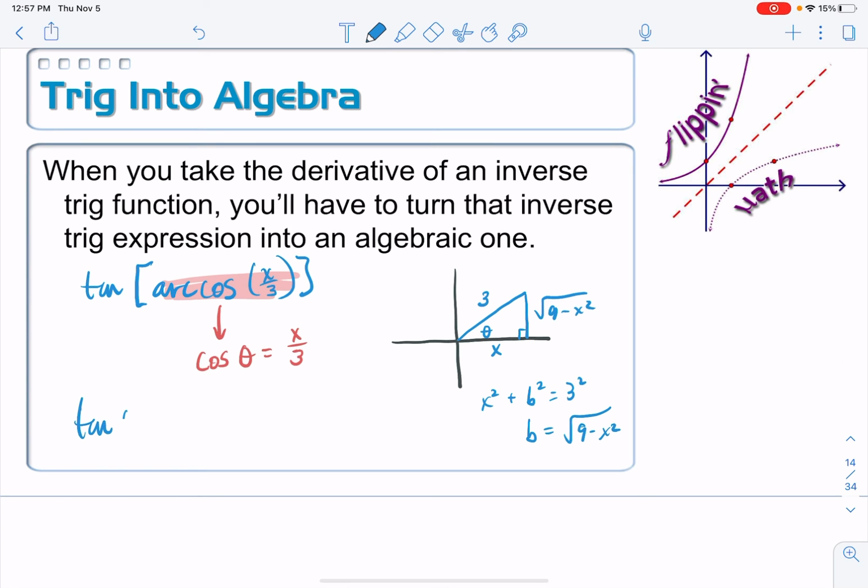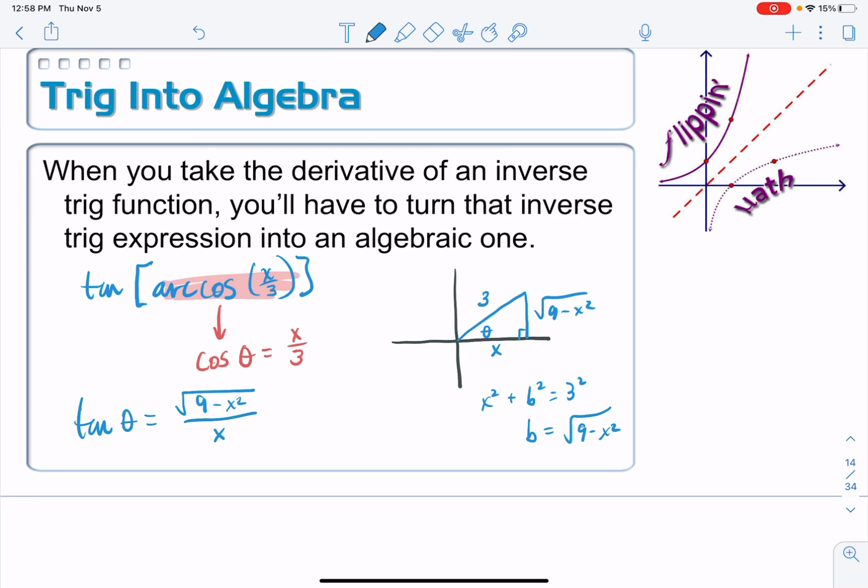And now I want the tangent of that angle. So the tangent of that angle is now the opposite side, which is the square root of 9 minus x squared, over my adjacent side, which is x. All right, so we just basically turned this trig expression into an algebraic one.